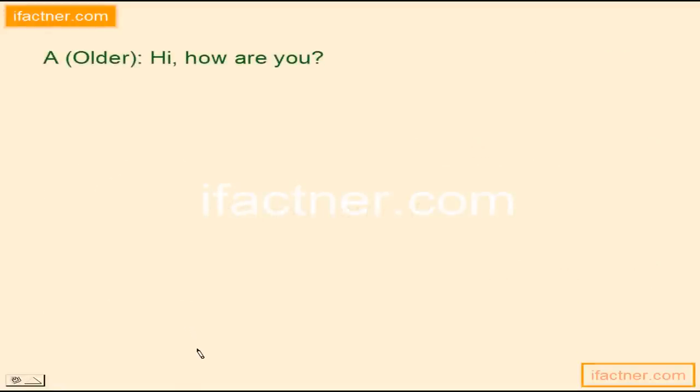So guys and girls, now we will begin our practice session. It's a dialogue and you can repeat after me. A is an older person and B is a younger person. So A will be using je, and B, because he is talking to an older person A, would be talking to you, u, out of respect.